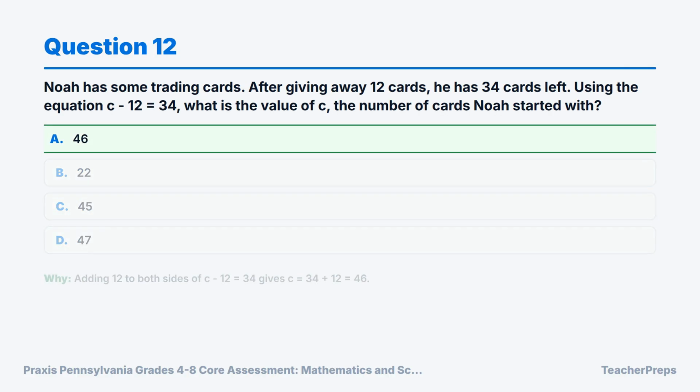The correct answer is A, 46. Adding 12 to both sides of C minus 12 is equal to 34 gives C equals 34 plus 12, which is equal to 46.